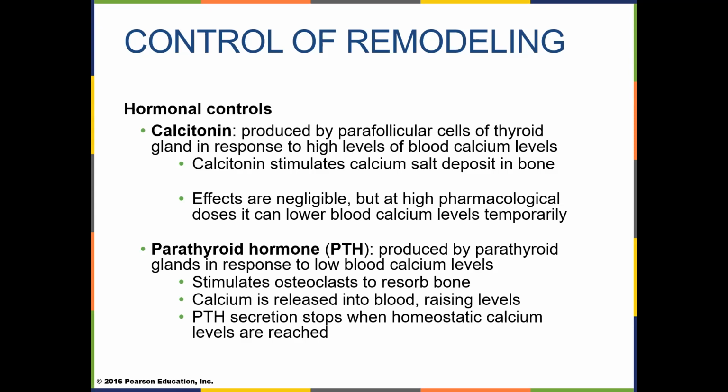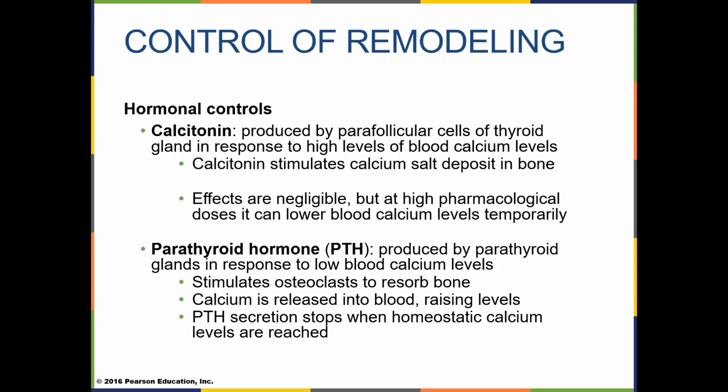Parathyroid hormone gets released when blood calcium levels drop below normal, below homeostatic levels. When we drop below the normal range of calcium in our blood, the parathyroid gland releases parathyroid hormone, which stimulates osteoclast activity. The osteoclasts start dissolving bone and releasing calcium. When our calcium levels go back up, we stop releasing parathyroid hormone. This is the key player here.